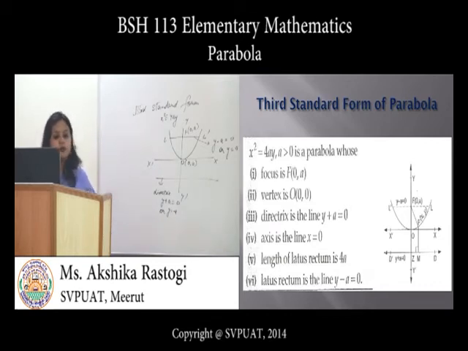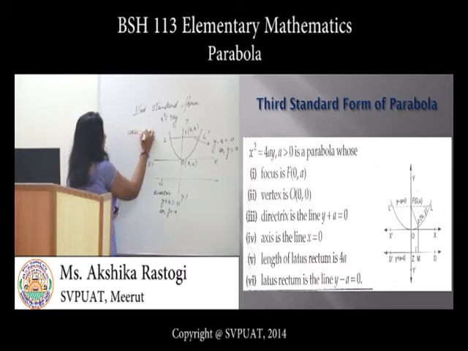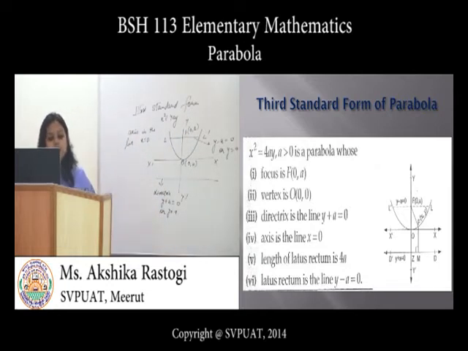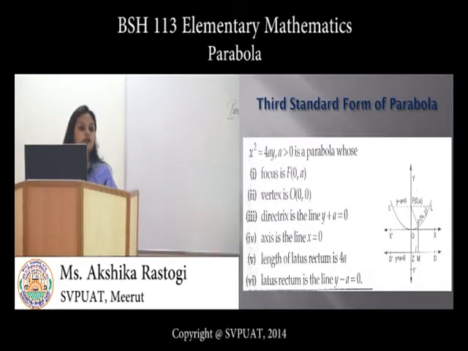So the conclusion from here is that in our third standard form, focus is F(0, a), vertex is 0, 0, directrix is the line y plus a equals to 0, or we can write it as y equals to minus a. Length of the latus rectum is 4a. Now the axis is the line x equals to 0, and the latus rectum is the line y minus a equals to 0. So these are some properties of the third standard form.